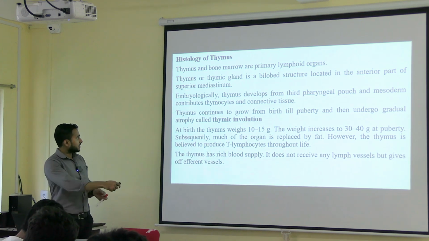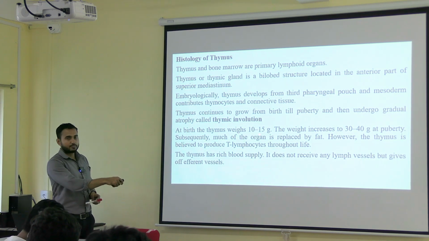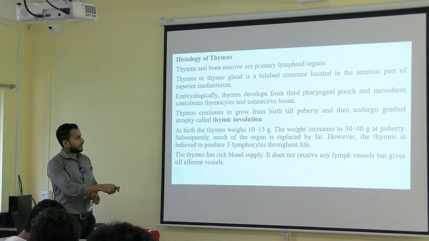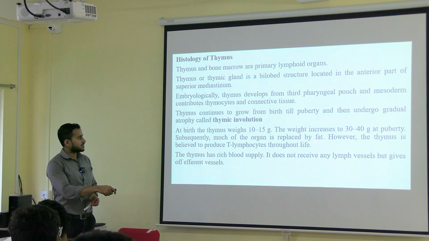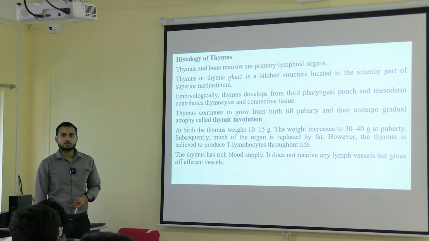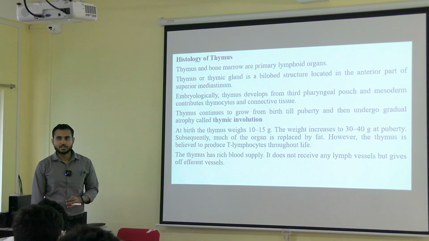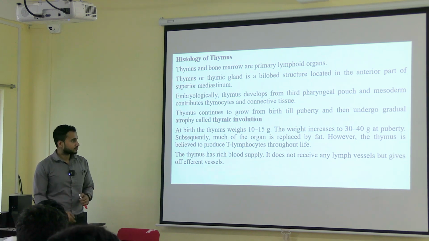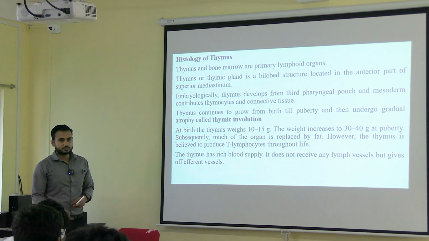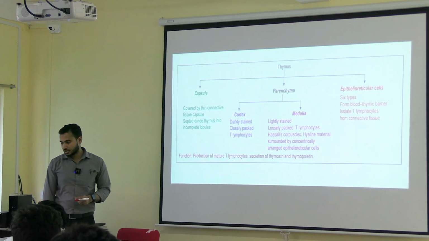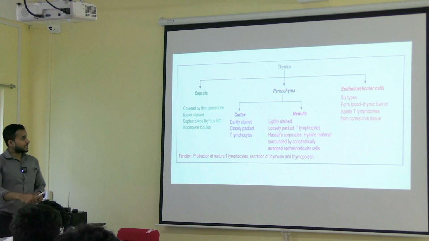Now here you can see at birth the weight is 10 to 15 gram. ठीक है, weight increases to 30 to 40 gram at puberty, and then it is replaced by fat. That's why you have not seen the thymus when the dissection was done. ठीक है, and thymus also has a rich blood supply. Now you have to understand the structure of the thymus. ठीक है, so what is present in the thymus?